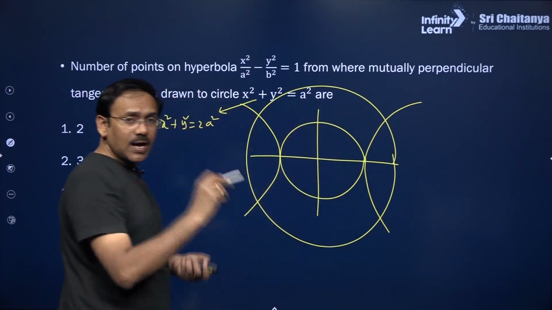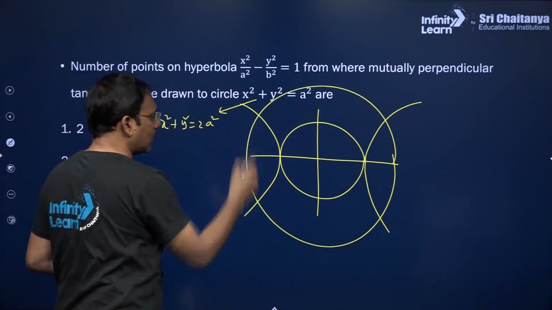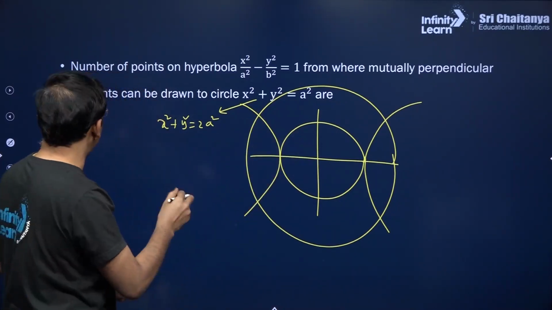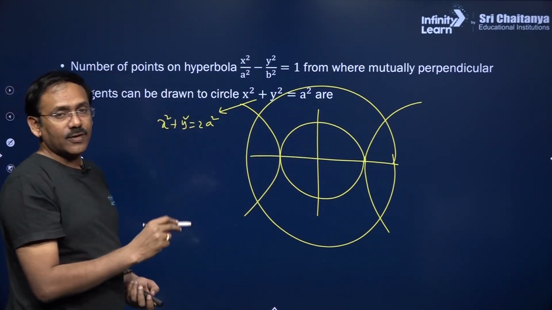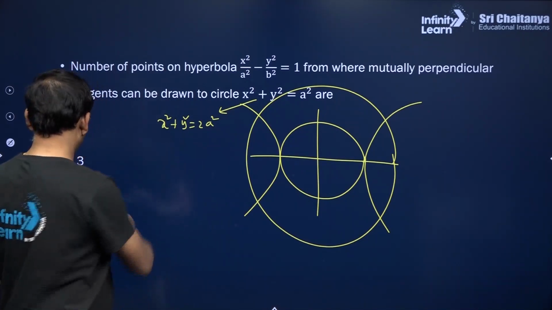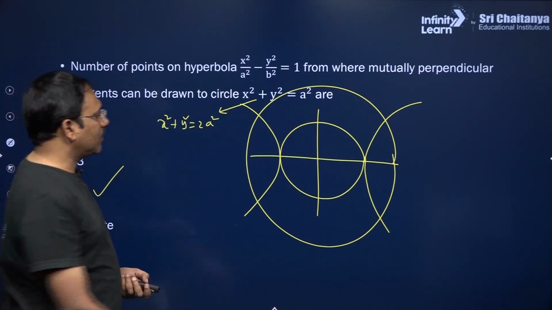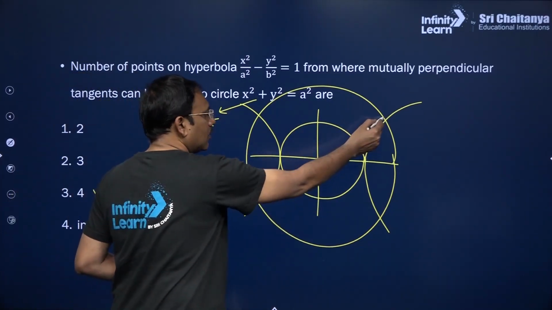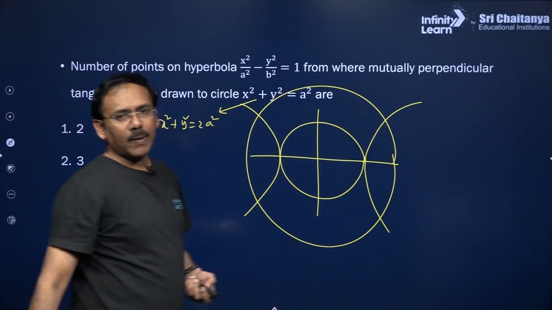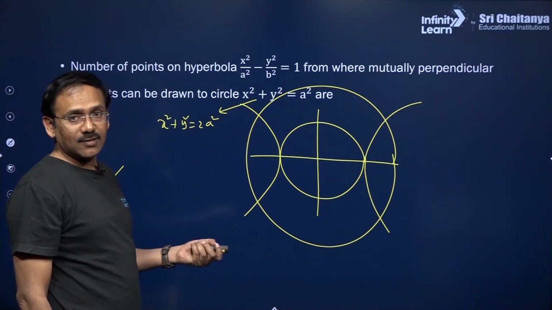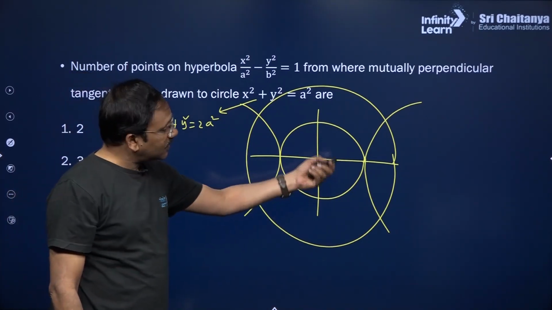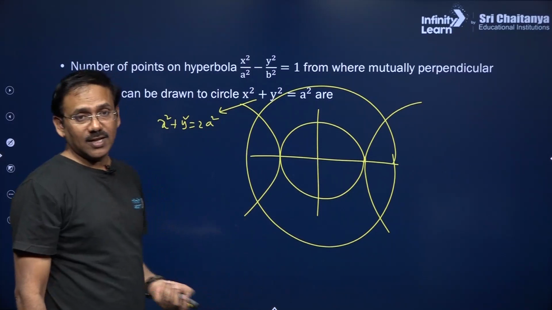This is the one. Undoubtedly this circle is going to cut the hyperbola at 4 points, my dear friends. He is asking the number of points of intersection, which is 4, my dear friends. He is asking the number of such points. Okay, from this point if you could draw two tangents, the two tangents will be perpendicular because the point lies on the director circle. Since the director circle radius is more than a, definitely it cuts the hyperbola.